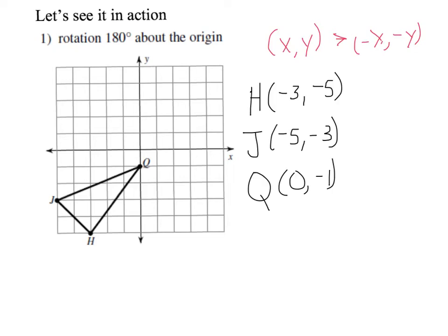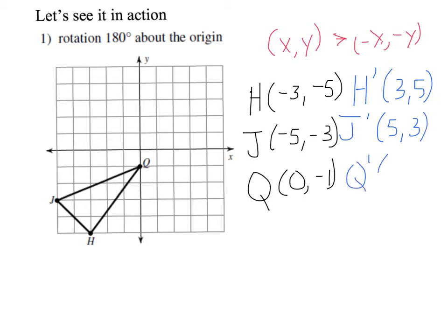Here are my 3 points for this triangle. H is located at negative 3, negative 5. J is located at negative 5, negative 3. Q is located at 0, negative 1. When I apply my rules, I just have to make each number opposite. So H, and remember it's going to be H prime, becomes positive 3, positive 5. J prime becomes positive 5, positive 3. Q prime, 0 stays the same, and negative 1 becomes positive 1.